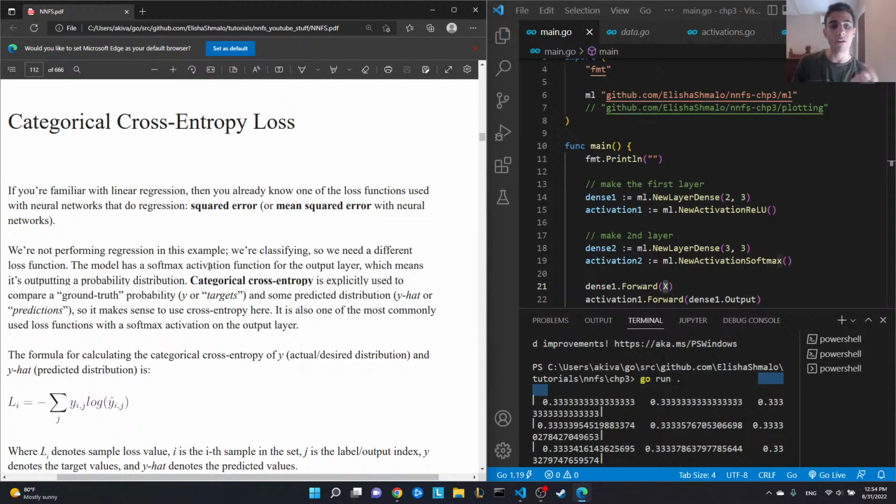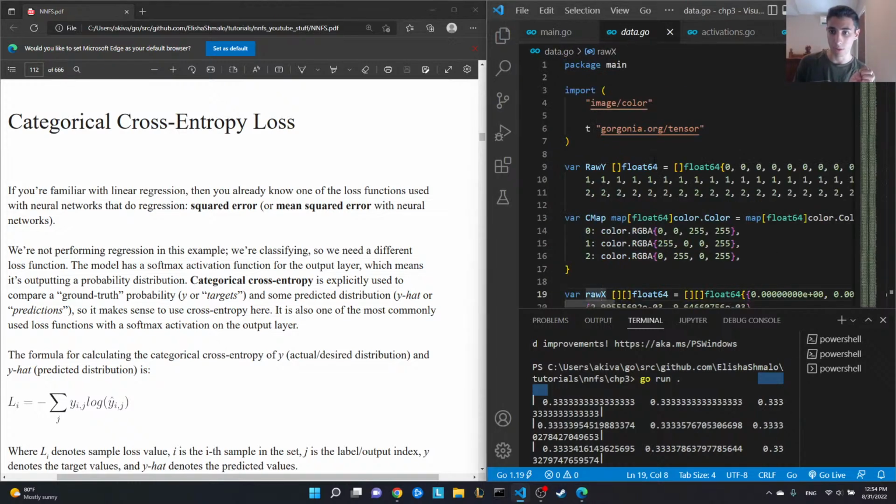The model has a softmax activation function for the output layer, which means it's outputting a probability distribution. I think that is explained. Categorical cross entropy is explicitly used to compare a ground truth probability, or y. So we're comparing the y, which over here, these are the y's, with some predicted distribution, y hat, or predictions. So it's basically comparing the target and the prediction. So it makes sense to use cross entropy here. It is also one of the most commonly used loss functions with softmax activation on the output layer.